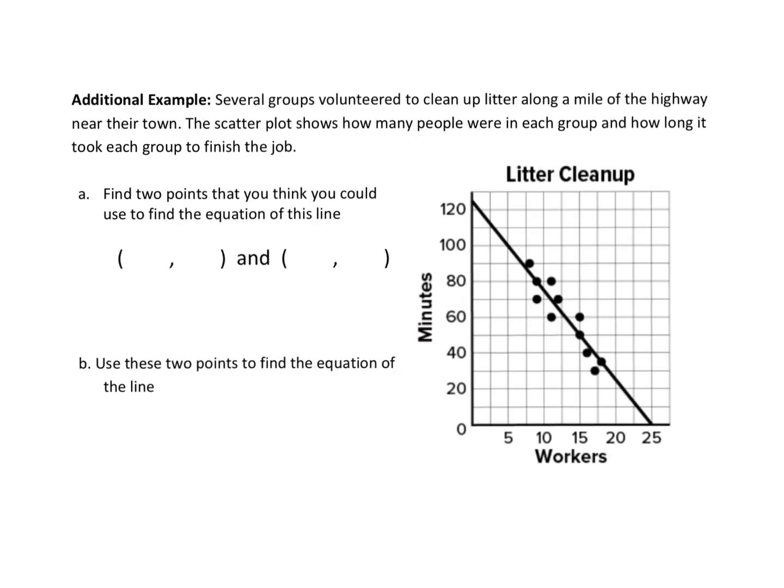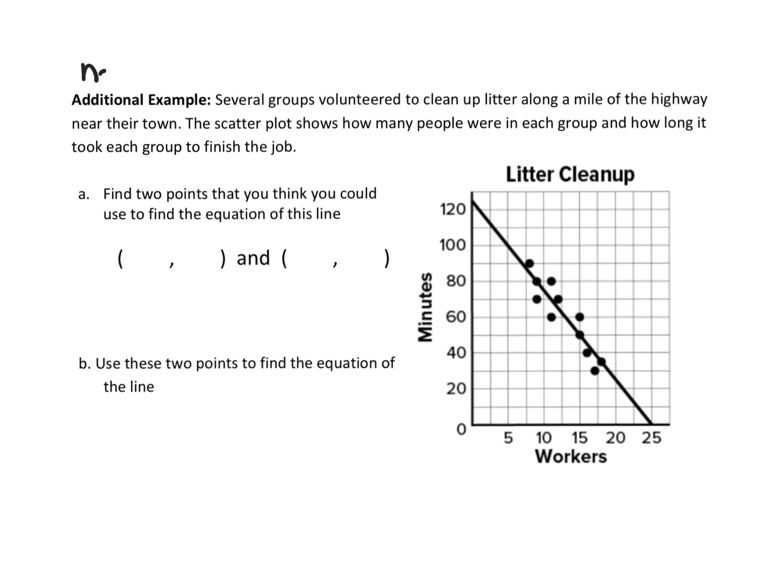All right, so now we are going to try a scatter plot, and we're going to try to write an equation for the line of best fit. Several groups volunteered to clean up litter along a mile of the highway near their town. The scatter plot shows how many people were in each group and how long it took to finish the job. First, think to yourself: what kind of correlation do the workers and the minutes it took them to clean up have with each other?